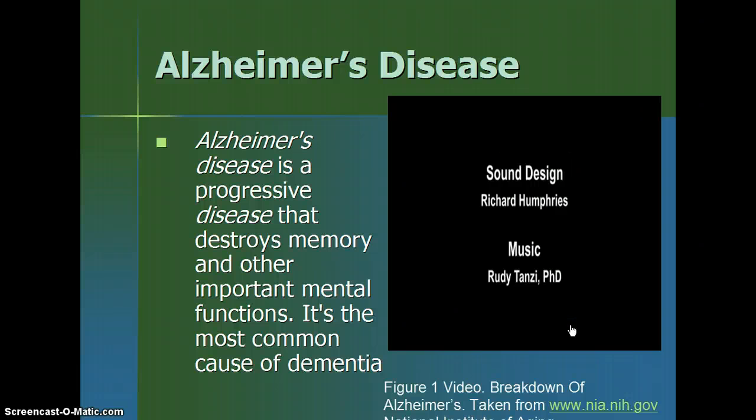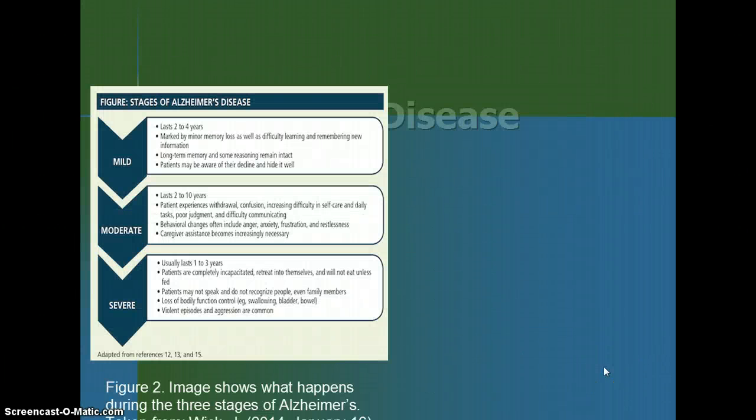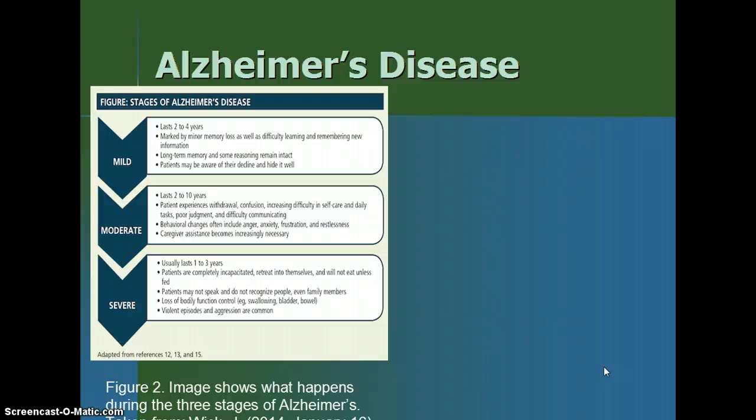Okay, so that video explained a little bit of Alzheimer's disease and what effects it has on the brain of a patient diagnosed with this disease. Let's move on now to the stages of Alzheimer's disease.